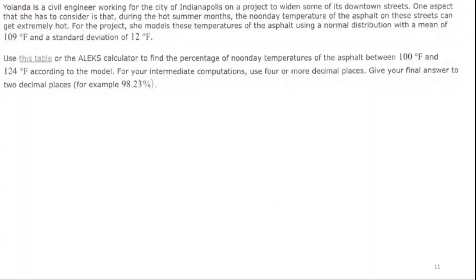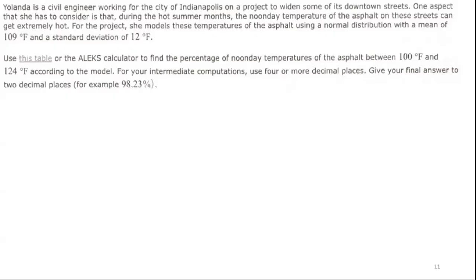I'm on slide 11. It says here Yolanda is a civil engineer working for the city of Indianapolis on a project to widen some of its downtown streets. One aspect that she has to consider is that during the hot summer months, the noonday temperature of the asphalt of these streets can get extremely hot. For the project, she models these temperatures of the asphalt using a normal distribution with a mean of 109 degrees Fahrenheit and a standard deviation of 12 degrees Fahrenheit.